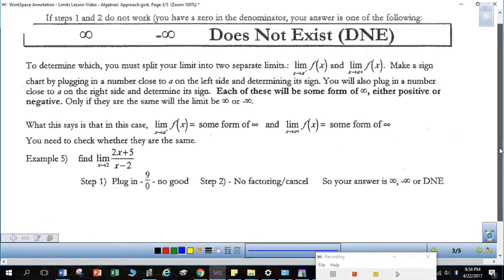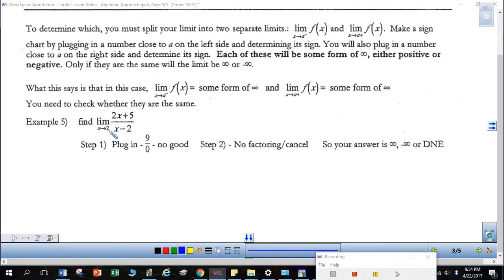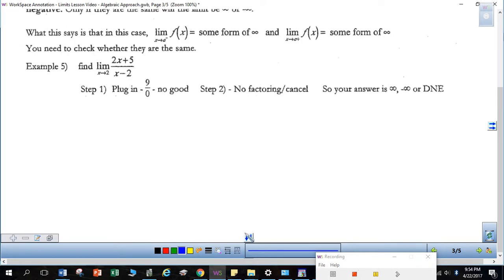We'll need to check to see whether they are the same. All right, so let's look at our function in this next example. So we see step 1, plugging it in doesn't work because we get a denominator of 0. Step 2, it's not possible to do any factoring or canceling. So our answer must be one of these. Now, sometimes it's helpful to think about what the graph of the function would look like, especially since now we've had some practice of finding limits graphically.